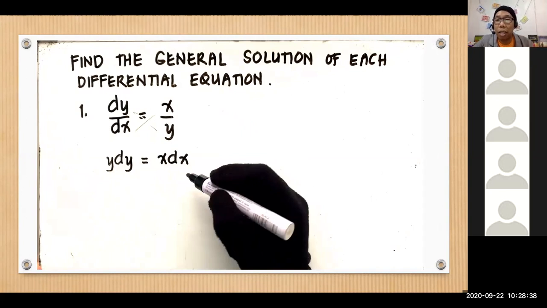Ay, nabanggit ko pala kanina prior to solving this. Ano yung example ng mga DE na hindi kayang paghiwalayin? Okay, mga hindi pa paghihiwalay. Kahit anong man ang gawin mo.